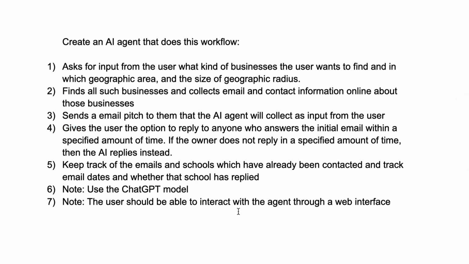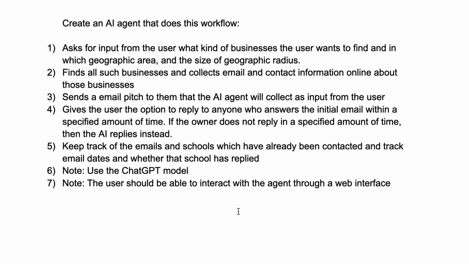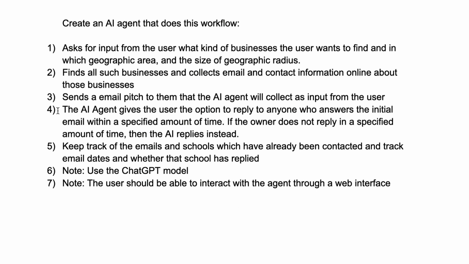And I'm kind of editing these as I go just because I see little flaws and I want to make it a little clearer. So here's number 4. The AI agent gives the user the option to reply to anyone who answers the initial email within a specified amount of time, let's say like 24 hours or 1 hour.